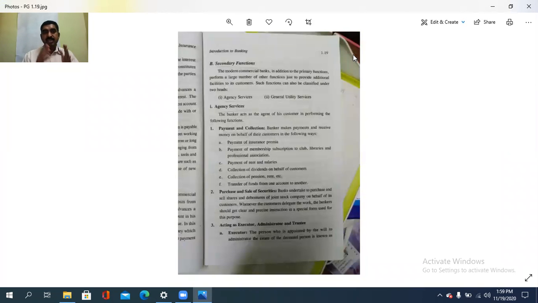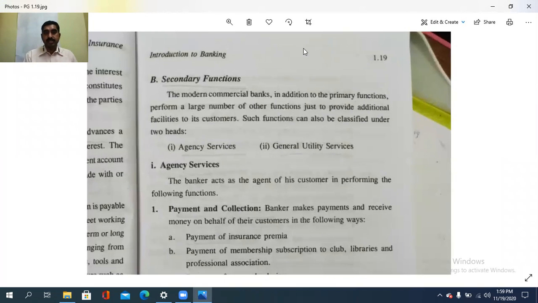While there are some secondary functions. So what are the secondary functions that we are going to see? Secondary functions, not the primary one, means that it is second. It is not that important, but still it has to be done. So the modern commercial banks, in addition to the primary functions, perform a large number of other functions just to provide additional facilities to the customer. Okay, additional facilities to the customer.